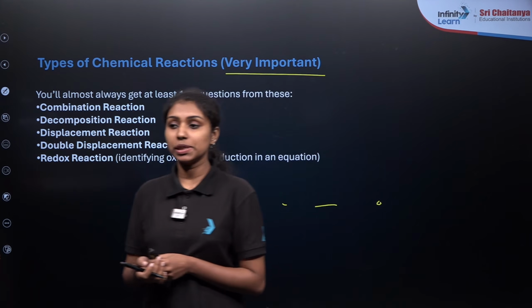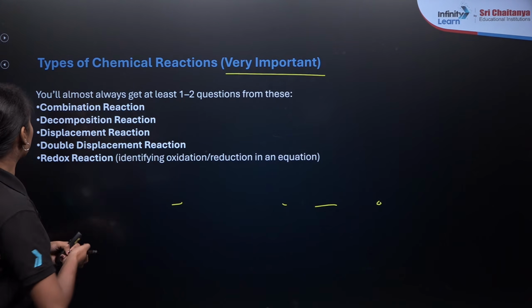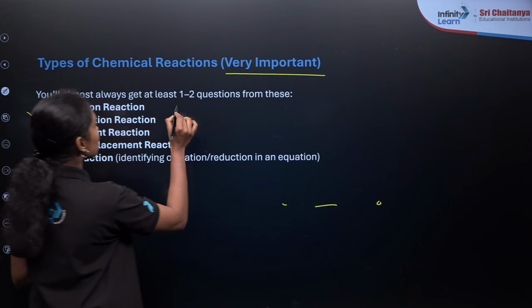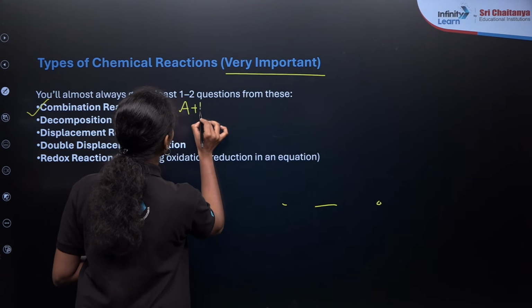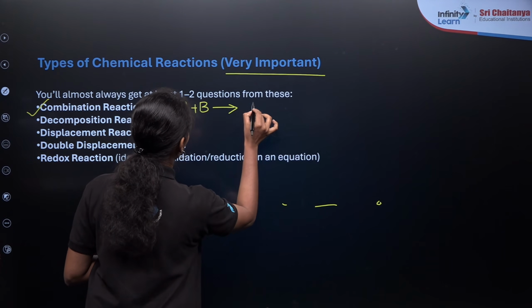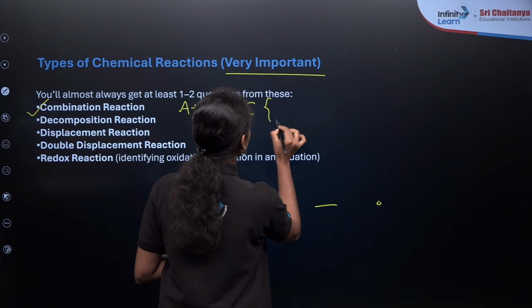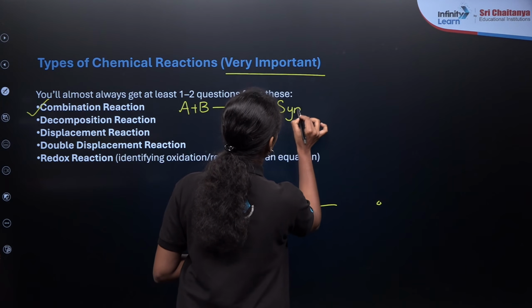The first type is the combination reaction, right? So combination reaction means 2 or more reactants combined together to form a single product. That is known as a combination reaction. This is again known as a synthesis process, right? Synthesis.